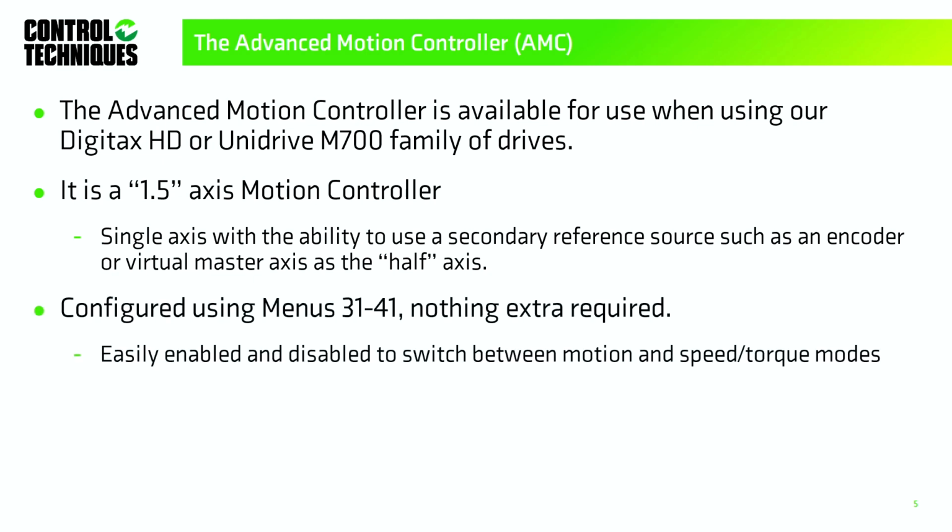The AMC is configured completely using menus 31 through 41. Nothing extra is required. Once the drive is commissioned, we're going to use menu 31 through 41 to set up the AMC. And the AMC can be selectively enabled and disabled also. So if you wanted to switch between position control and speed and torque modes, you can do that pretty easily by just turning off the AMC.